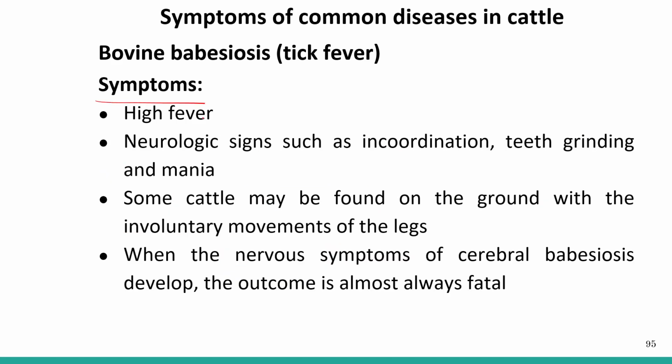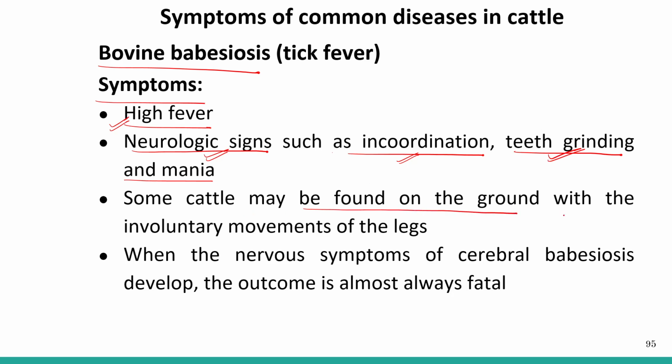Now the symptoms: high fever. Generally they have high fever when they are exposed to this particular tick. Neurological signs such as incoordination, teeth grinding, and mania. Incoordination means there is no coordination in their activity or in their body. Teeth grinding is there. Some cattle may be found on the ground with involuntary movement of the legs.